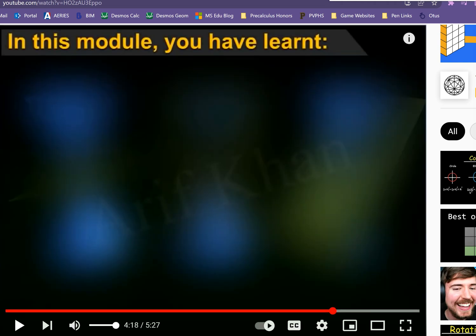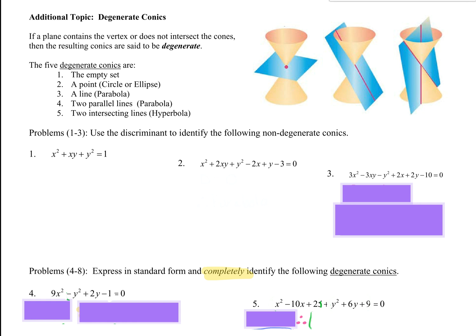All right, so that's where they come from, and we can see that depending on how we slice that double napped cone, we'll be able to form the three degenerate conics that you just saw. All right, so if you look here on this note sheet, we have 5 degenerate conics. So one that we did not see here was the empty set. So the empty set obviously is impossible. So when we have an equation that actually doesn't make sense, we end up with the empty set.